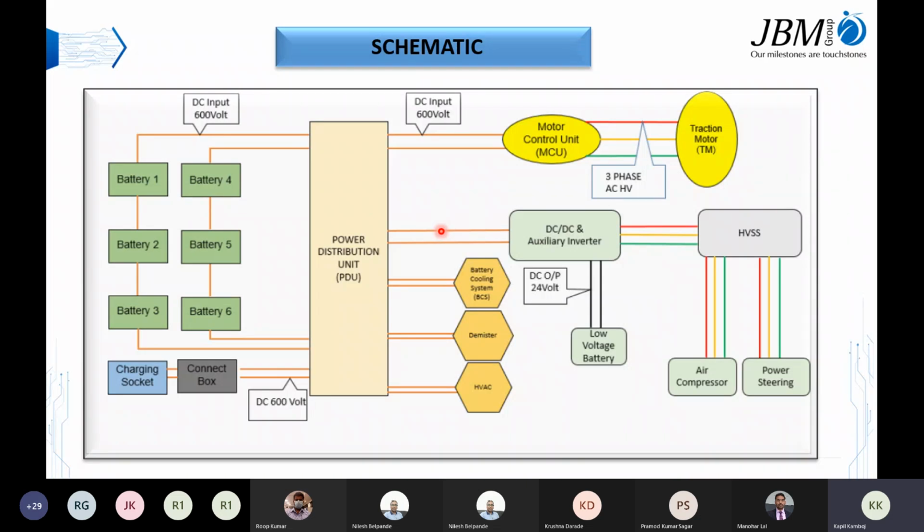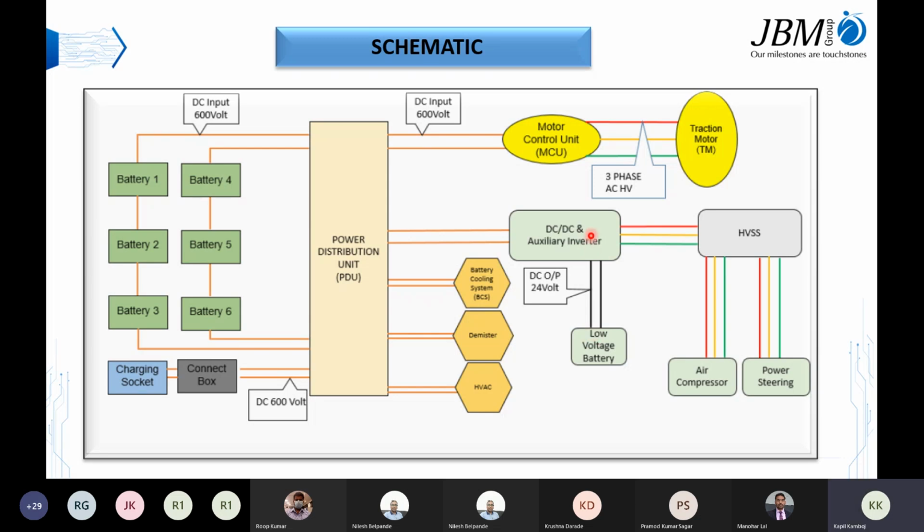Then the second point is about the DC-DC, or we can say auxiliary inverter. It has 2 functions. One, it provides us 600 volt to 24 volt low voltage output to charge the low voltage battery. In our conventional vehicle, we use an alternator to charge the low voltage battery, so that the auxiliary 24 volt loads can be driven properly, like our front lights, rear lights, and all ECUs which require 24 volt supply.